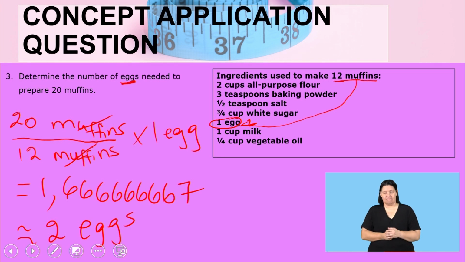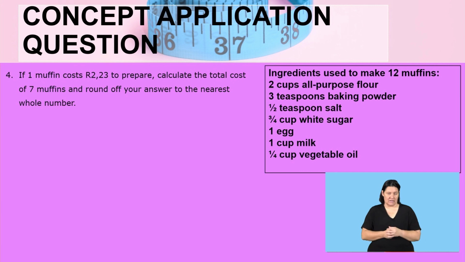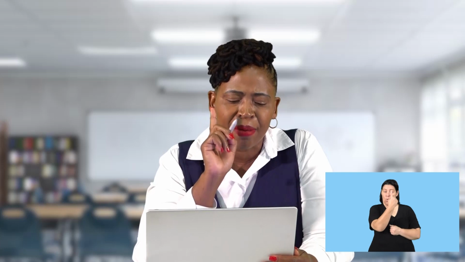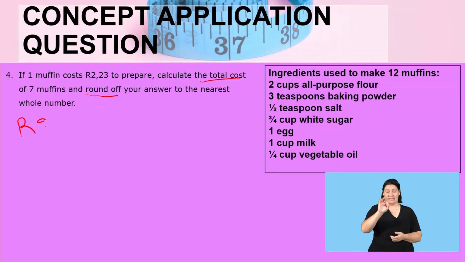And then let's continue with the fourth question. If 1 muffin costs R2.23 to prepare, calculate the total cost of 7 muffins. So here we have 2 questions. The first question is to calculate the total cost. The second one is to round off. Let us start with the first question, calculating the total cost. Now that we know that the cost of 1 muffin is R2.23, we take R2.23 and multiply it, because now we have 7 muffins, by 7 muffins.